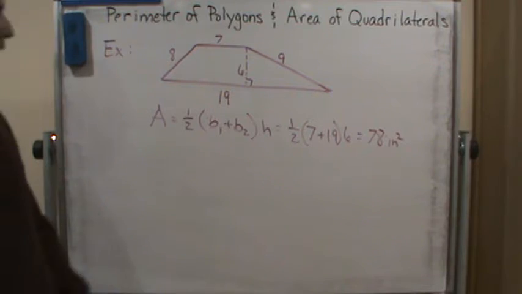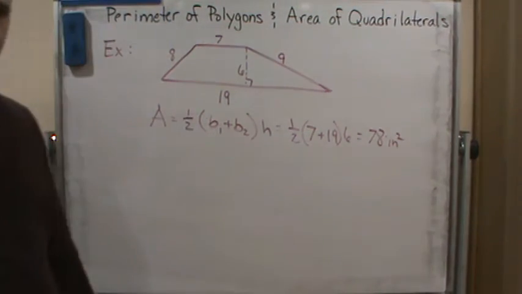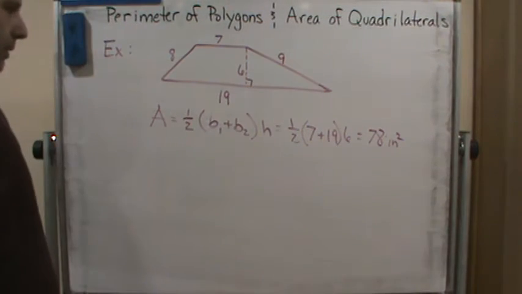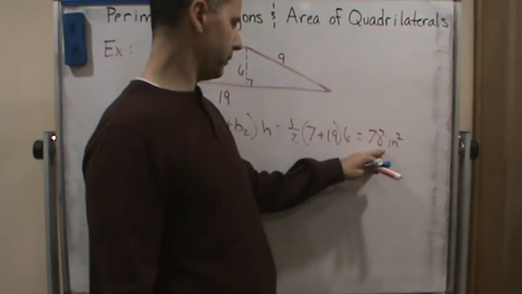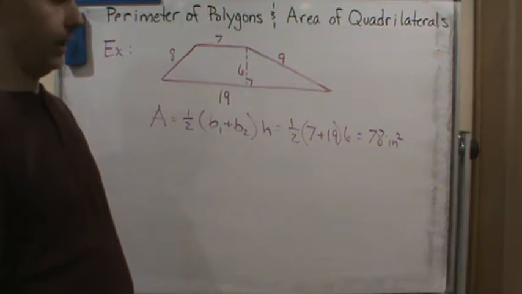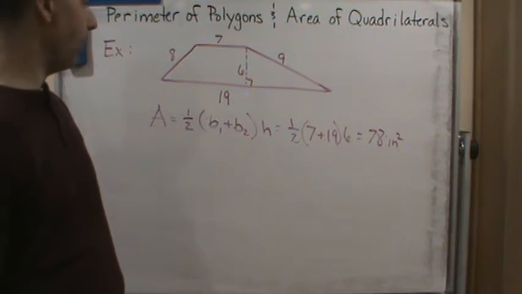Okay? Or you could have done half of 26, which is 13, and 6 times 13, or 2 times 3 times 26, same thing. So 3 times 26, or 6 times 13, gives you 78. 78 square inches. Now, what about perimeter?